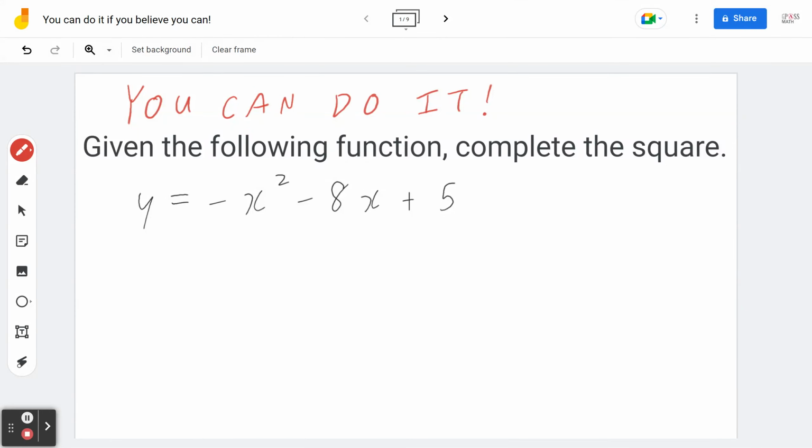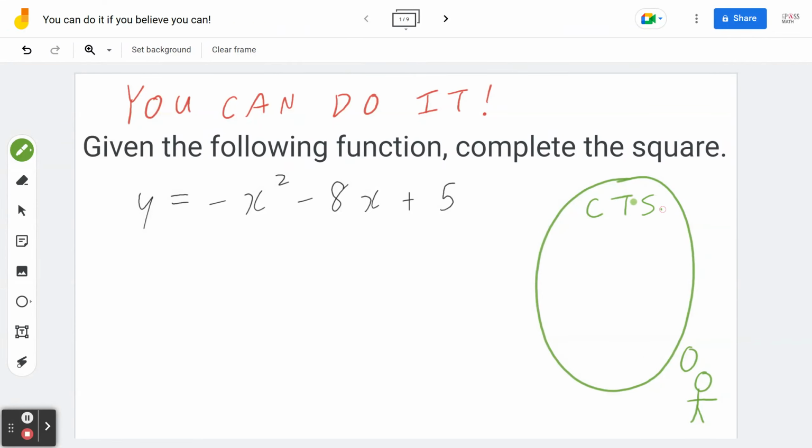Hi everyone, let's take a look at the following example. Given the following function, complete the square. Now when it comes to completing the square, there are three basic steps. I'm going to write them out on the side for you. Then I'm going to demonstrate it with this example.